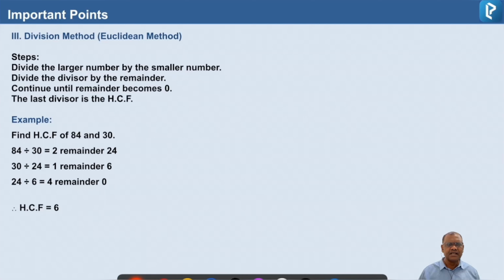HCF of 84 and 30. So when 84 is divided by 30, it is divisible 2 times. 30 times 2 is 60. So what is the remainder? 24. So 30 should be again divided by the remainder 24. So 24 divides 1 time. 30 minus 24 is 6. That is the remainder. So again divide 24 by 6. It divides 4 times. 6 4s are 24. So the remainder is 0 here. So the last divisor 6 is the HCF. So this is the division method of finding the HCF.